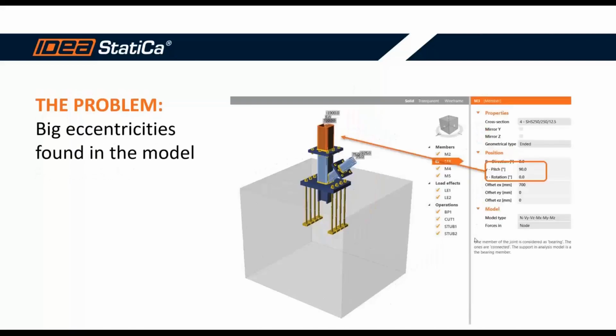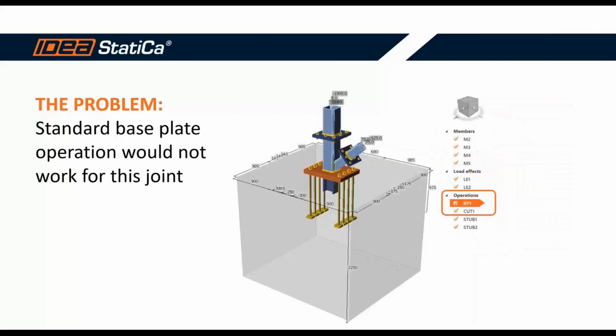Another problem is that we saw some really big eccentricities in the model. Some members have been defined with a very big eccentricity, and that is something that can cause problems in the analysis. Another problem is that the standard base plate operation that we have would not work for this joint because it included a stub. So we will see exactly how we can deal with that as well.